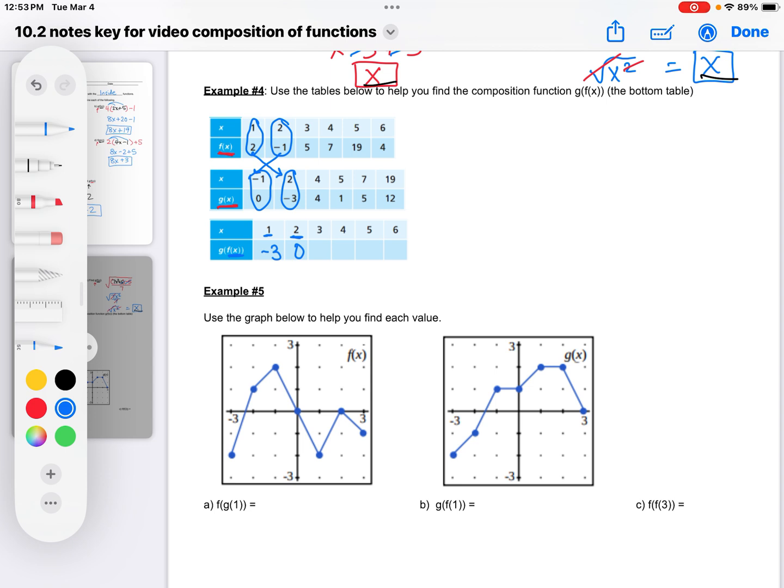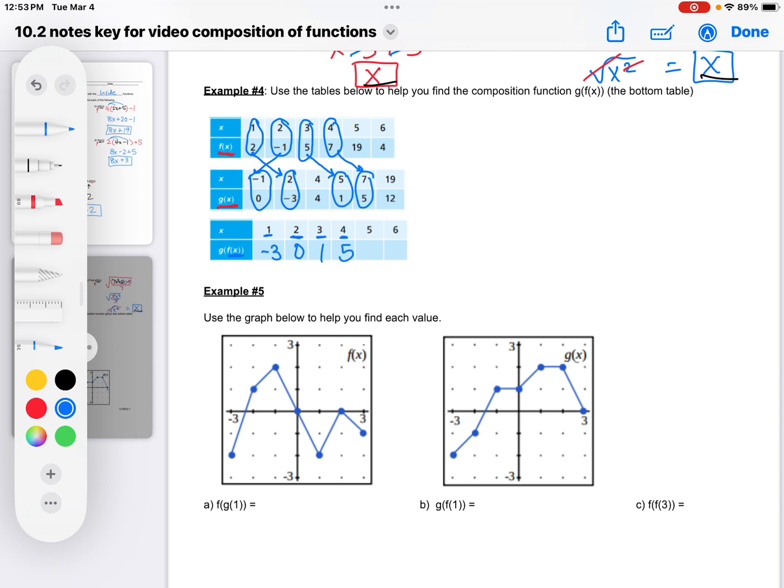So next one, we have an input of 3, so I go up to my f table, look where the input is 3, I get an output of 5. So then that output of 5, I now go to the g table and look for that as the input, and that output is 1. Okay, and then I just keep on going. So g of f of 4, so f of 4 is 7. That 7 gives me on the g table an output of 5, so that goes here.